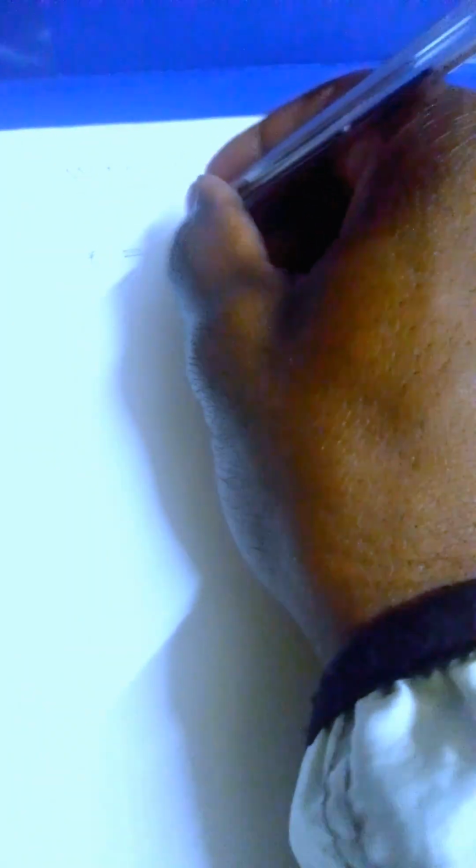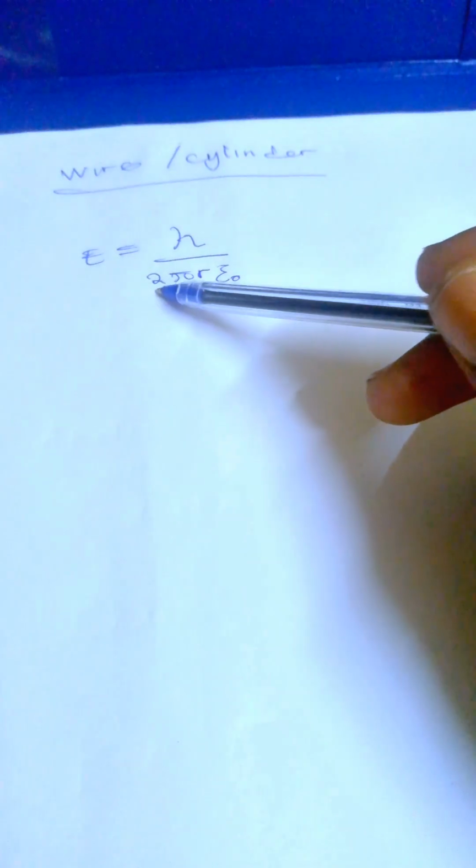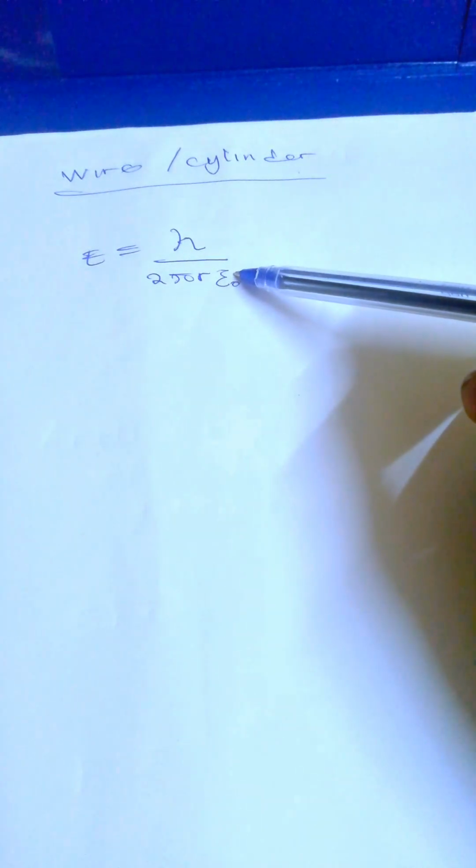So the symbol is lambda. Since it's a cylinder, the best way you can remember this formula is by writing the formula for the circumference of a circle, which is 2 pi r. Then you just add the permittivity. This is the best way you can remember this formula. You write the circumference of a circle, then you add the permittivity there. So this is the lambda, which you are calling linear charge density.